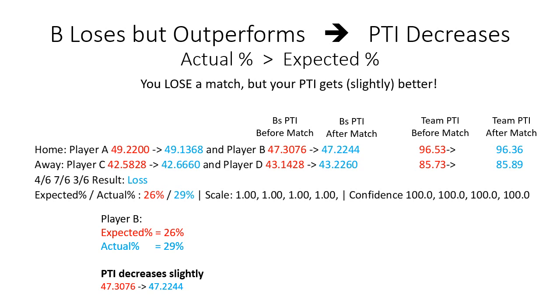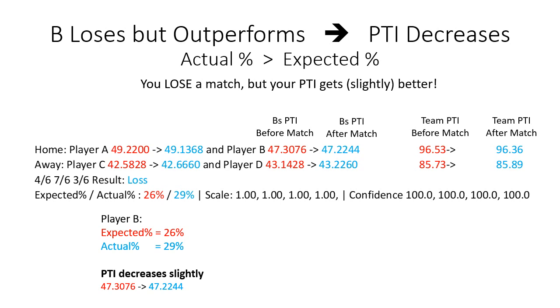However, even though they lost the match, their actual percent was calculated to be 29%, which is better than the expected percent of 26. The home team actually outperformed their expectations. So, player A and B of the home team actually experience a slight decrease or improvement of their PTI.